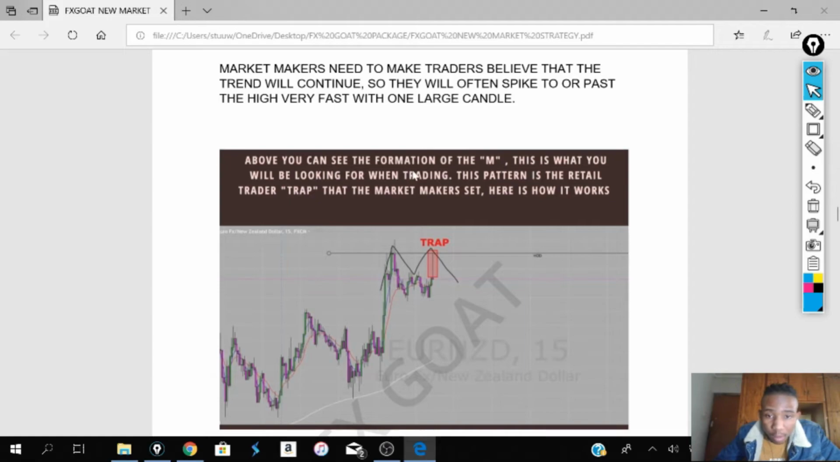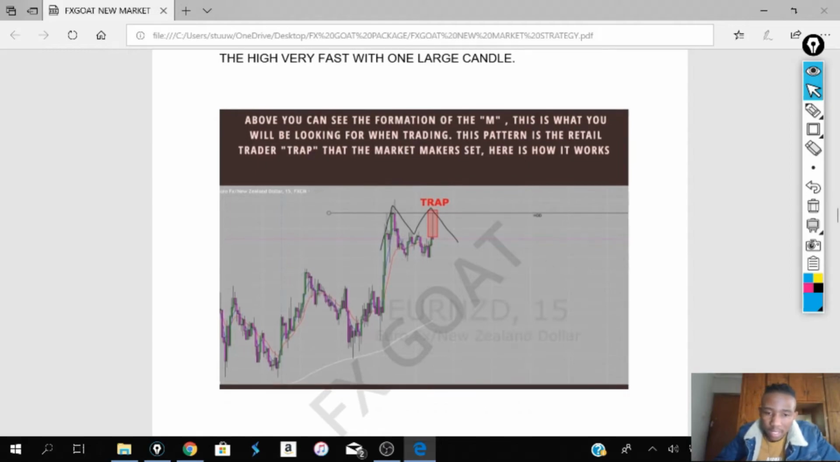Above, you can see the formation of the M. This is what you will be looking for when trading. This pattern is the retail trader trap that the market maker sets, and here is how it works, okay? So every time you have this, they want to make sure that they hook what?